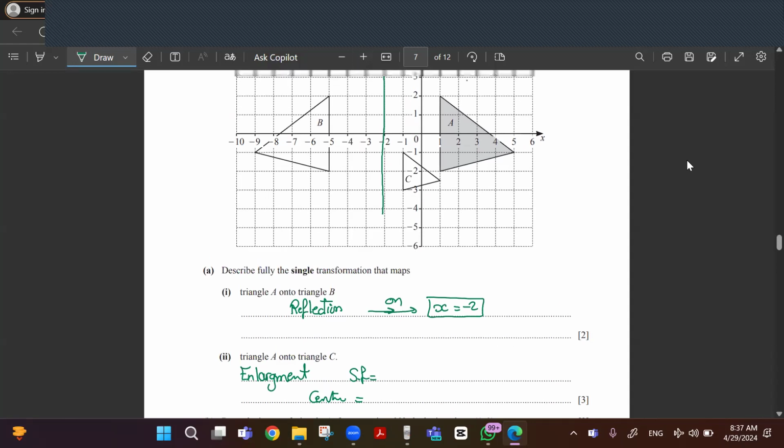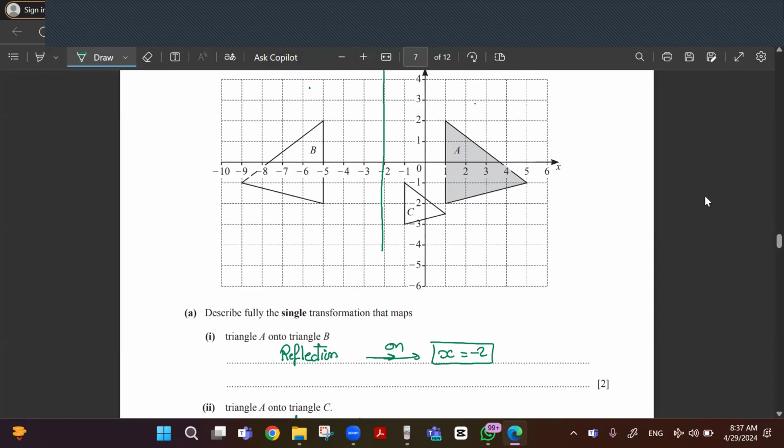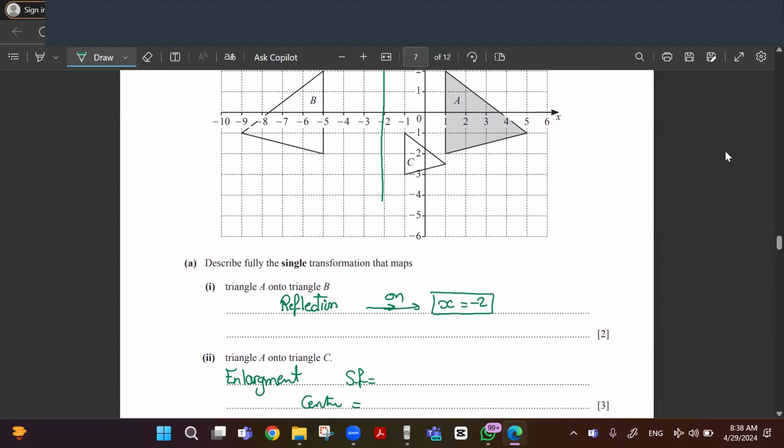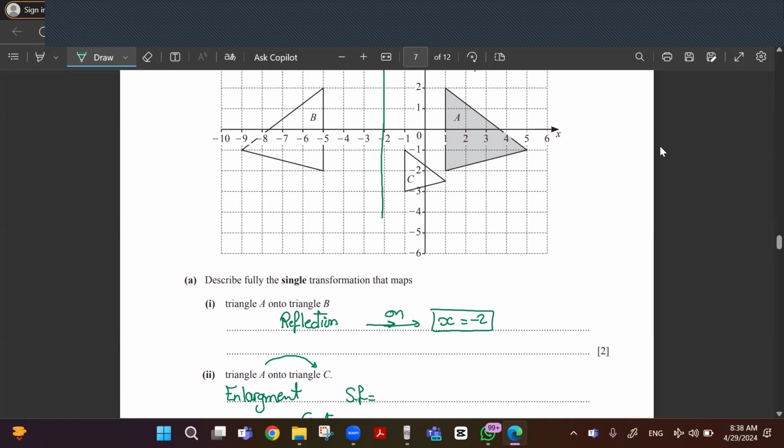Okay, what is the scale factor here? I am going to take any side from the new divided by any side from the old. He said from A to C. So any side from C over any side from A. Okay, if I have the chance to choose sides, I will choose vertical or horizontal sides. So I have here C, which is 2 over, 1, 2, 3, 4, 2 over 4, which is half. So the scale factor is half, and it is a positive scale factor.